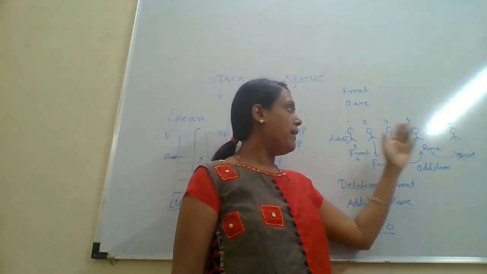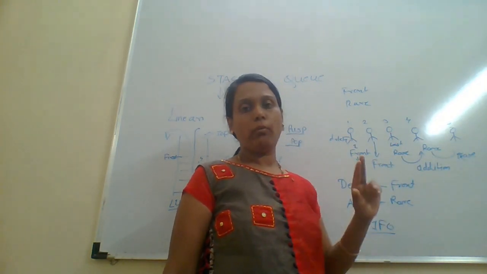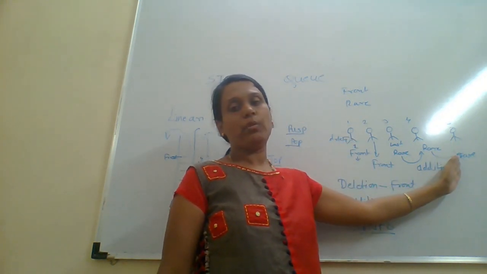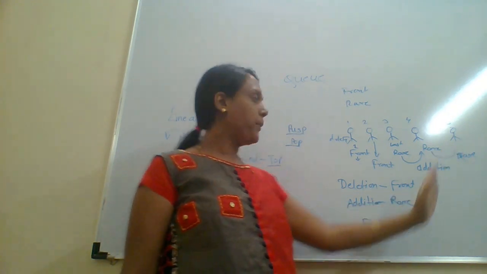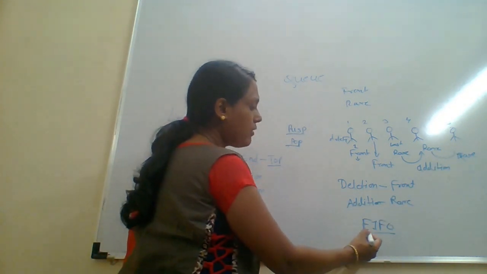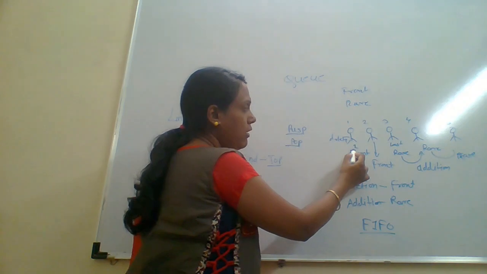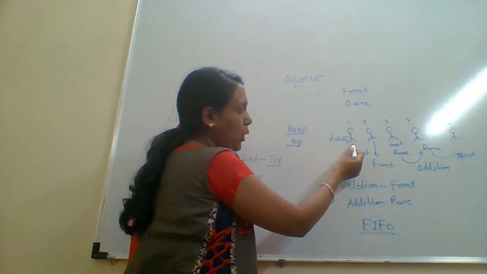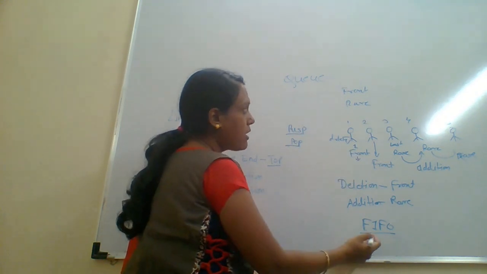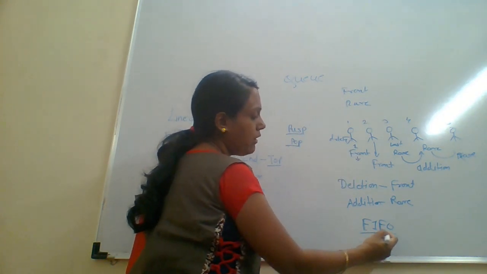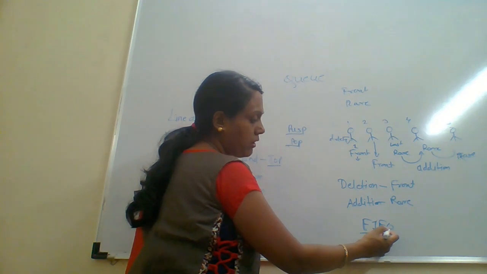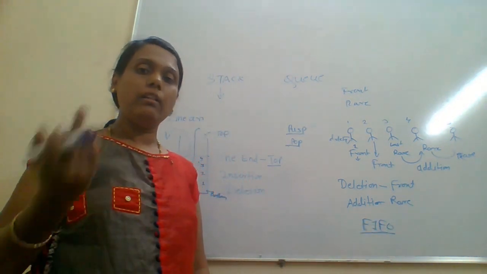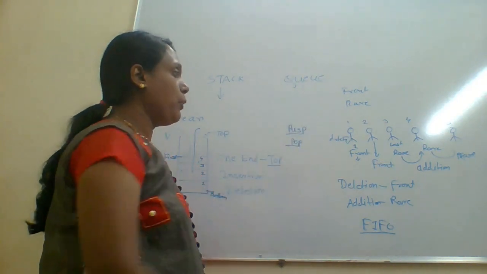Okay. So there are two ends in the queue for two different operations. Deletion takes place from the front end and addition takes place from the rear end. So the person at the first location is deleted from the queue first. So the queue follows the operation first in, first out. Whatever data is inserted into a queue first will be deleted first. So this is the queue data structure.